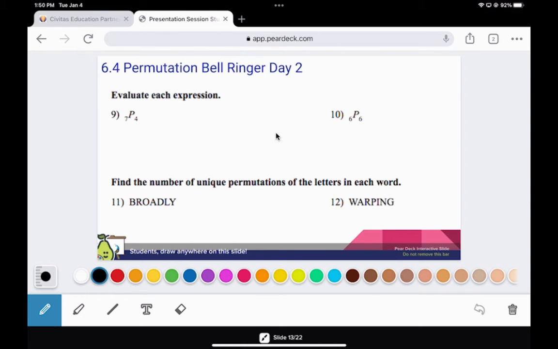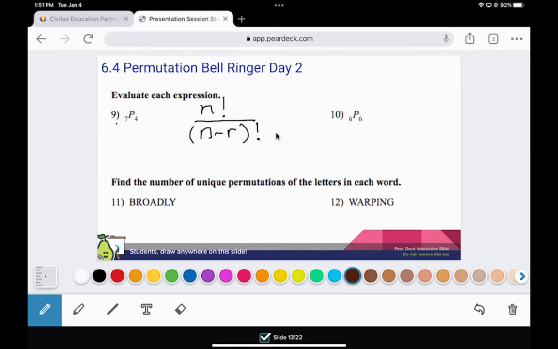Okay, so this permutation, for those who were absent yesterday, this is the rule that we use. Thank you to those who've done it. It looks okay for the ones who did it. For the ones who didn't do it, if you're not sure what to do, here's the rule. We use n factorial over n minus r factorial. That's the rule that we used yesterday.